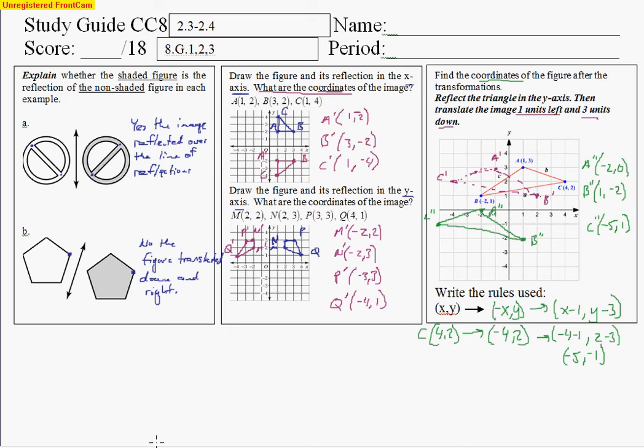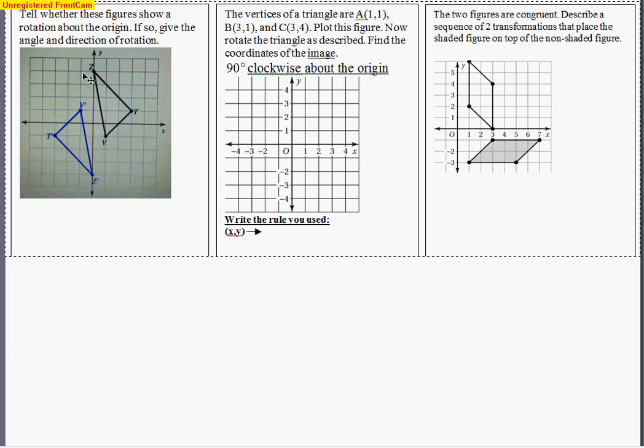So let's take a look at the next problem. And it says, tell whether the figure shows a rotation about the origin. If so, give the angles and the direction. So when we look at this, I see Z is up here on the top, but now it's on the bottom. T, and notice it went exactly 180 degrees. T, well, it's over in the first quadrant, but now it's in the third quadrant, so it went 180 degrees.